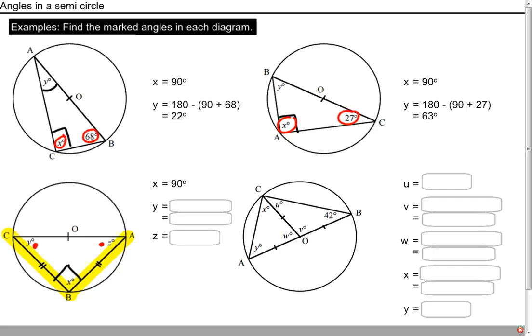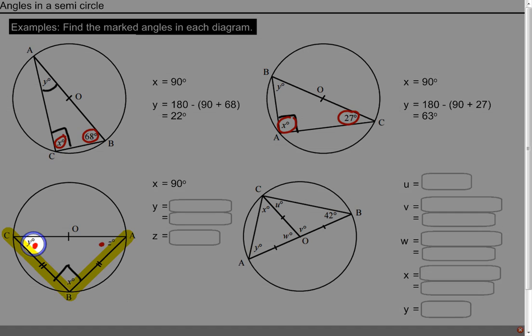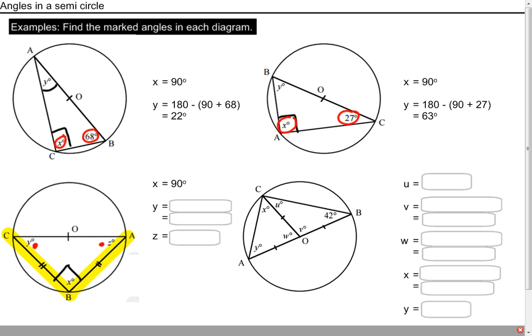So y, I've decided to find this angle here first. It's going to be 180, take away 90, take away the angle I know already, and then it's going to be equally shared between the two of them. So I've got 180 take away 90, then I'm going to split it between the two angles there. So 90 divided by 2 is 45. If I know y is 45, z has to be 45 as well, because it's an isosceles triangle.